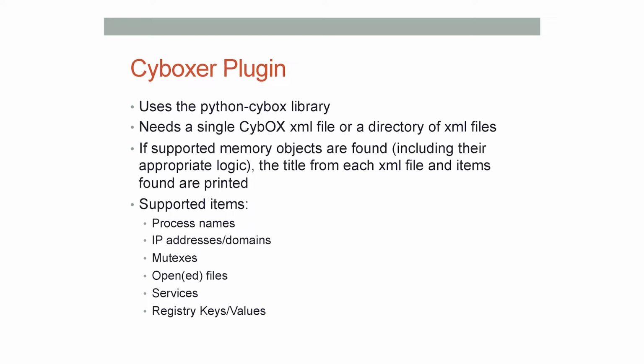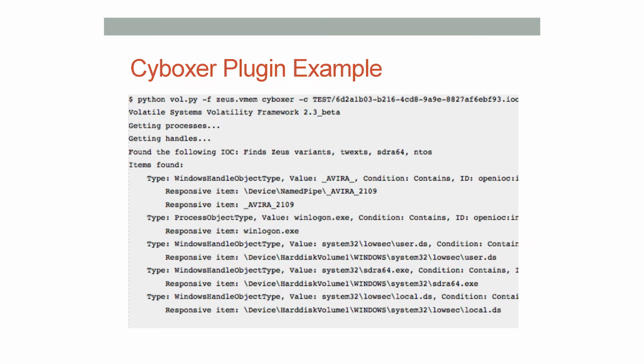So we do have a CybOX or STIX plugin. It's been converted to a STIX plugin now. And it supports all these various memory items that they have supported within their platform, like process names, IP addresses, mutexes, open files, services, et cetera. So what you're able to do is import this XML file and then look for indicators of interest. And so here's an example. This is from an older malware sample, but a lot of these malware samples are pretty much the same, where you would have some mutex or some process associated with it.